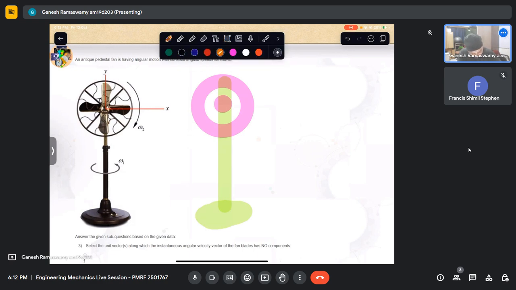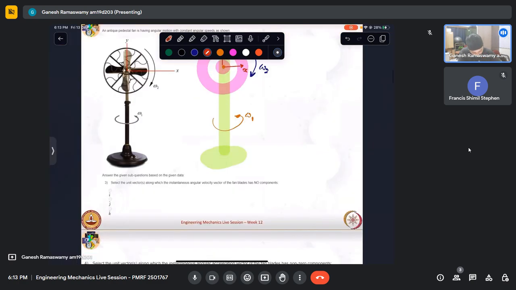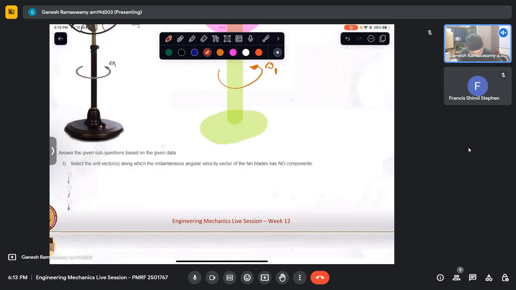That this is having angular motion first of all like that, which is omega 1. And then about this point, this fan is having a rotation like that, which is omega 2. We have been given the axes: this is x, this is y. So we can naturally see that x cross y is out of the plane of the paper. Now what is asked is to answer the sub questions based on the given data.